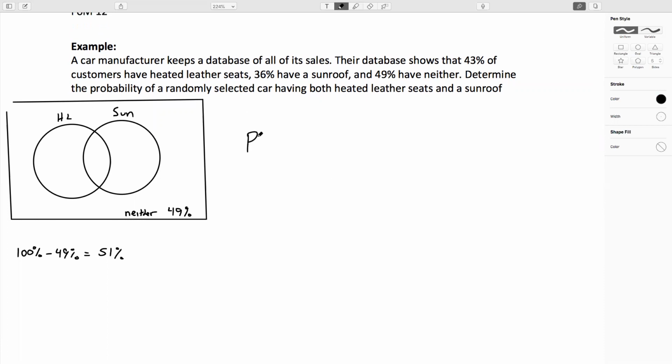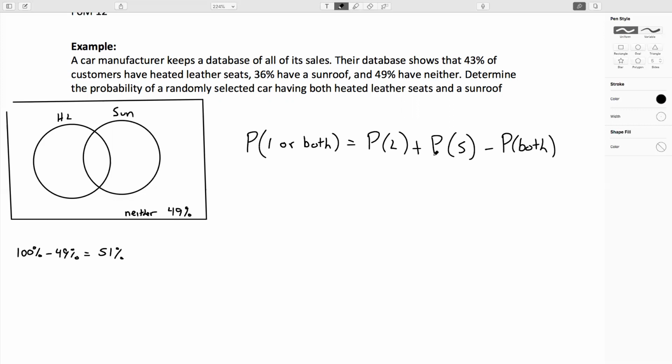The probability of having heated leather, sunroof, or both, one or both, is equal to the probability of having leather plus the probability of having a sunroof minus the probability of both. And the reason we're subtracting it, I'll say it again, is because we can't count it twice. It's already been counted in the leather and the sunroof people. Otherwise, you're not going to have these add up.